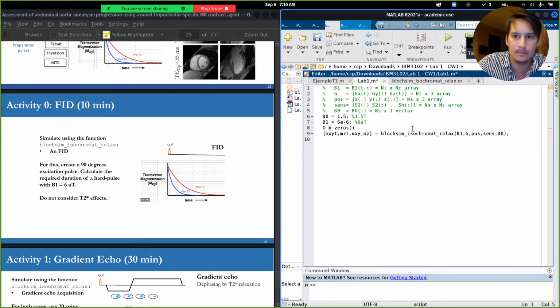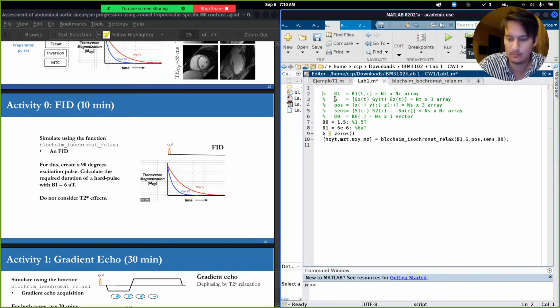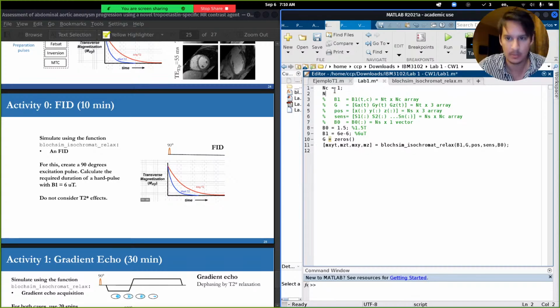Okay, so V1 is an array of nt, the number of time points you want to simulate, and c, the number of coils. In our example, the number of coils would be 1. The number of time points depends on how much time we want to simulate.